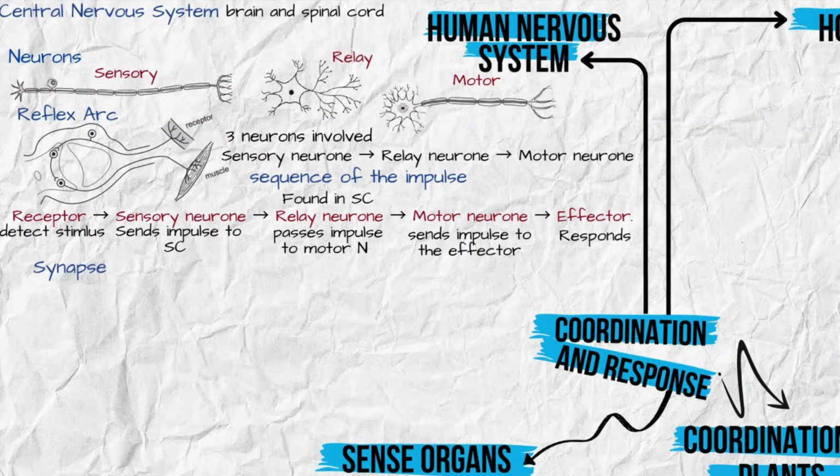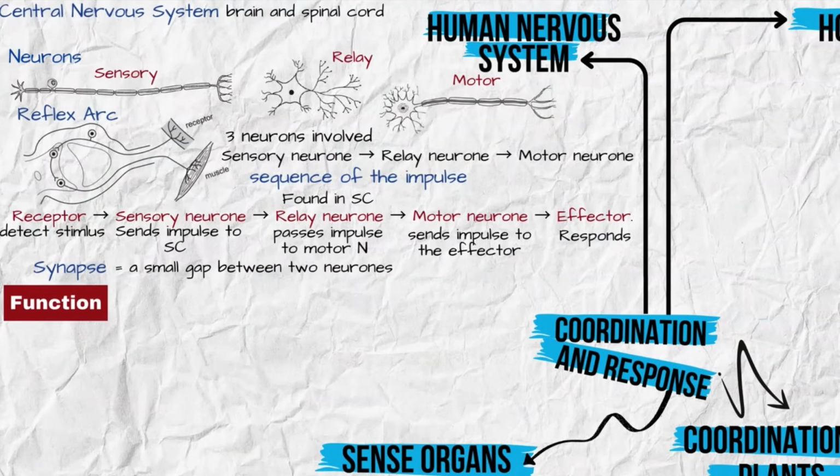Now we move to the last subtopic, synapse. You must know what it is, why it matters, and how it works. First, you must know what a synapse is. It's a small gap between 2 neurons. Second, you must know its function. It allows the impulse to travel in one direction only. That's the key word, one direction.